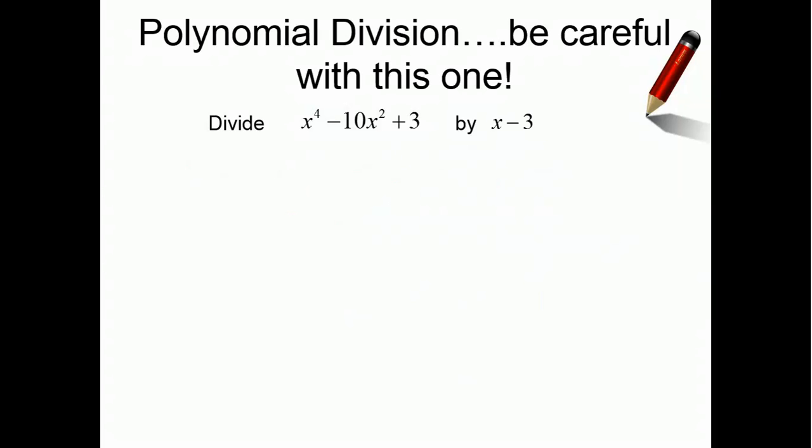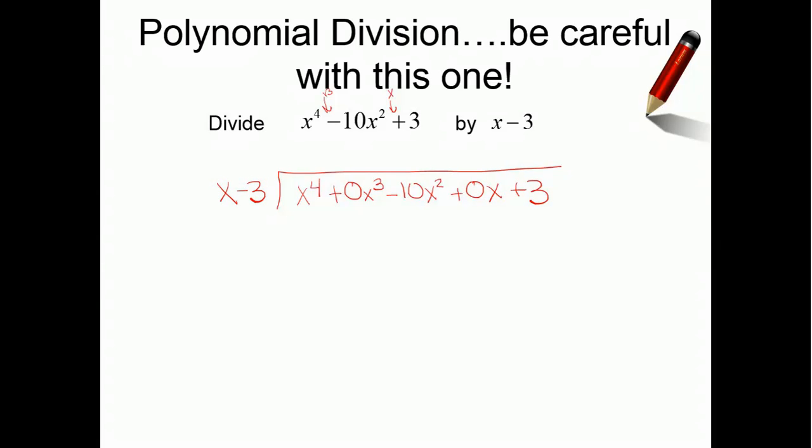And the final polynomial division we're going to look at, you need to be super careful with this one. So I have x to the 4th minus 10x squared plus 3, and we're going to divide by x minus 3. So let's put in our box here. X to the 4th. Hold on, I'm missing an x cubed, aren't I? Whoop, and I'm also missing an x. Let's put some placeholders in. So I got 0x cubed minus 10x squared plus 0x plus 3, and I'm going to divide by x minus 3. Okay, and there's nothing missing here, so I don't need to worry about that.